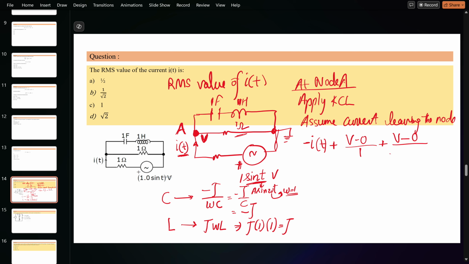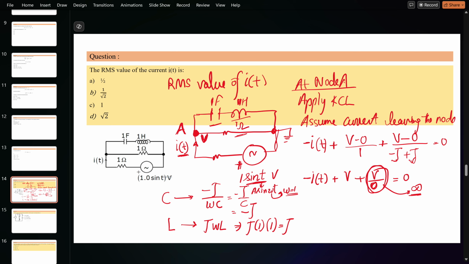So divided by minus j. Minus j is the impedance of the capacitor, and j is the impedance of the inductor. Okay, so if you see here, this minus j and plus j will become 0. So how will the value look? I_T plus V by infinity, basically 0, is equal to 0.